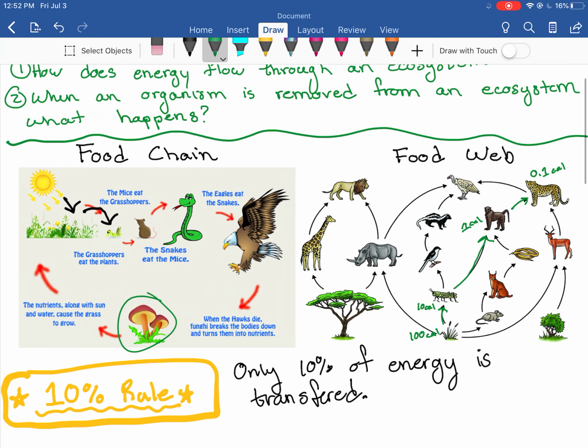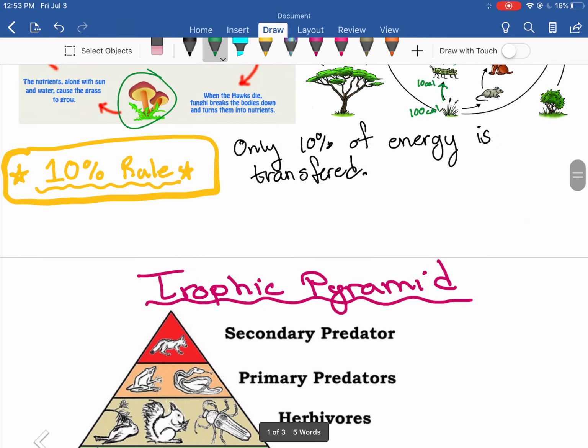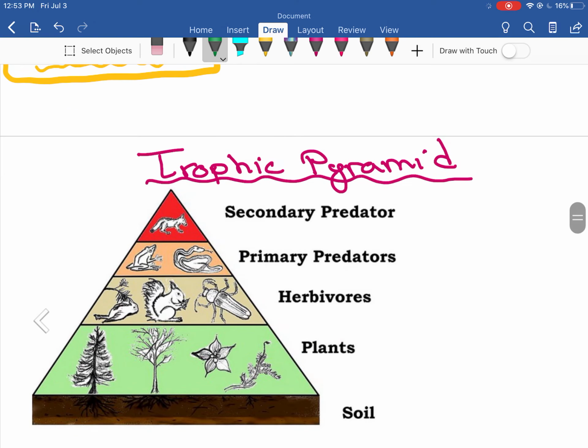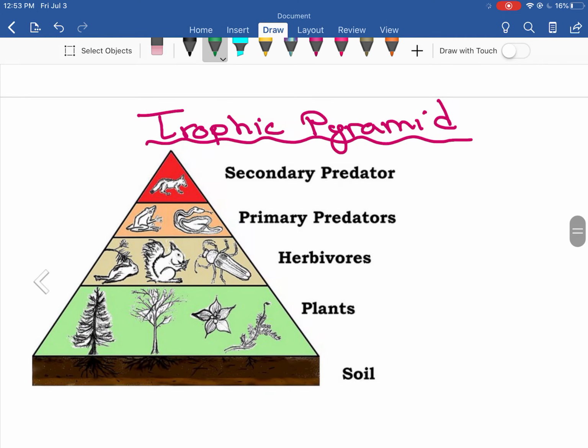Super important. To go through it again, the 10% rule is that every time energy moves up a level, only 10% goes. Now you might be thinking, what's a level? That's the trophic pyramid. You've heard of food webs, you've heard of food chains. You probably haven't heard of the trophic pyramid or the energy pyramid, whatever it's called. What we have here is a pyramid of different layers. We've got soil, plants, herbivores, primary predators, secondary predators.